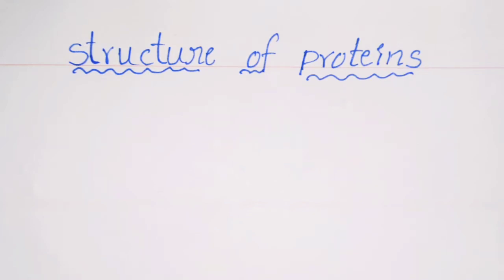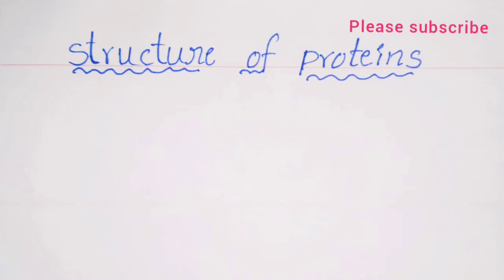In the previous class we discussed what is meant by dipeptide, tripeptide, tetrapeptide and polypeptides. Also we discussed the types of proteins, fibrous proteins and globular proteins. Today in this session we will discuss the structure and shape of the proteins. Okay, what is the structure and shape of the proteins?